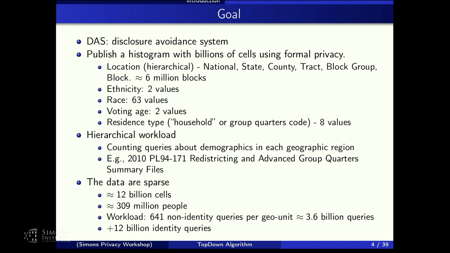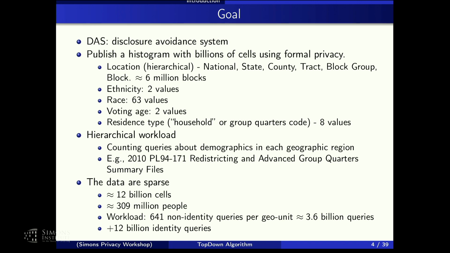Fortunately for us, the workload is hierarchical. Basically, at every unit of geography, we have counting queries about the demographics there. For example, the PL94-171 file from 2010 contains redistricting data, and the advanced group quarters summary file contains additional information about people who live in group quarters. These are the first few tables that we were targeting with the algorithm. A property of the data is that it's very sparse. If you multiply it out, there are roughly 12 billion cells. And if you count everyone, around 309 million people; if you want the exact number, John will tell you.